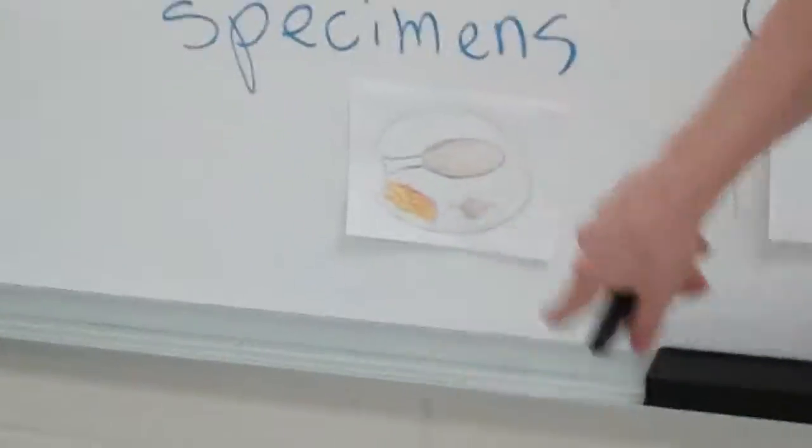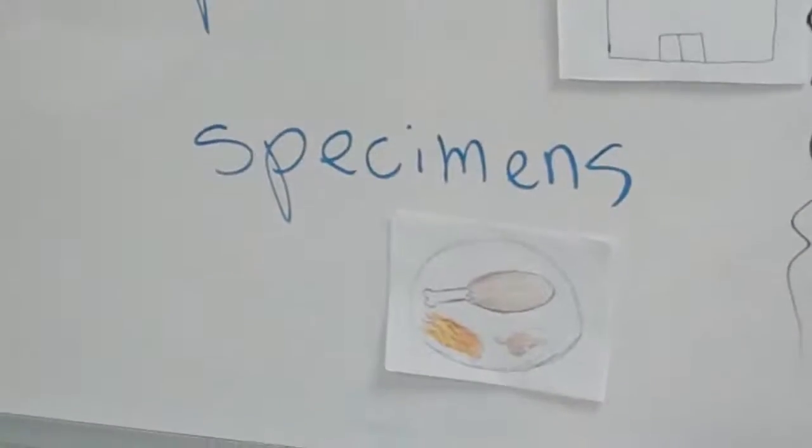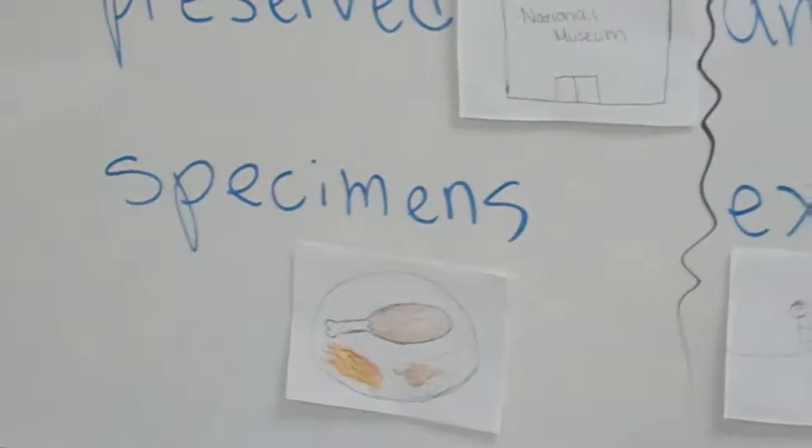And this is kind of interesting. The student drew food because it reminds him of different parts of, for example, an animal. That's the leg. So that's his idea of a specimen, a part of a whole. It's a good picture for that.